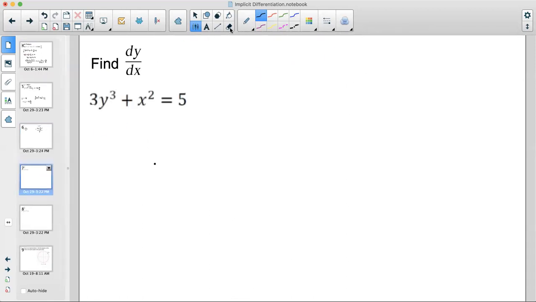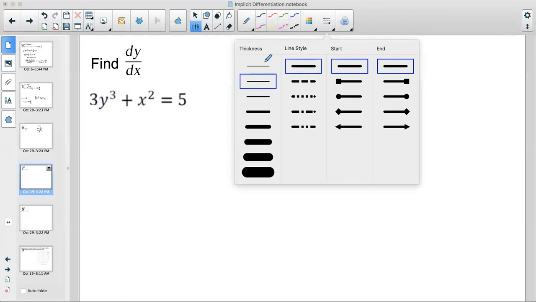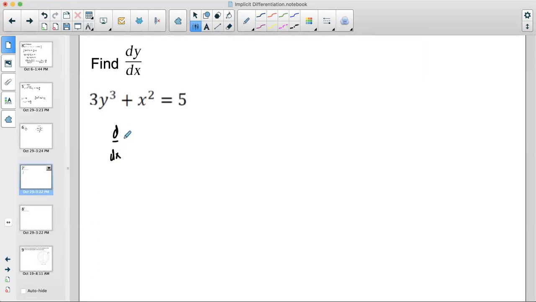So here we go. This one's a little more typical of what we might expect to see on, say, an AP test or on one of my tests. So we're going to do the derivative with respect to x of both sides of this thing. 3y cubed plus x squared.